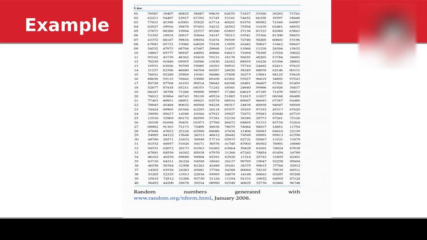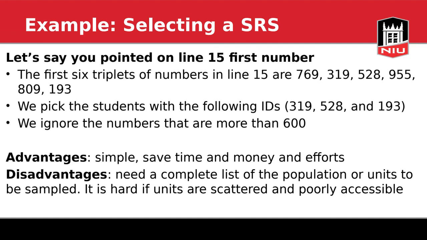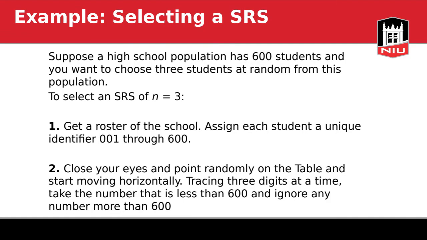So we have this example. Let's say you pointed online. Let's talk about this example. Suppose a high school population has 600 students, and you want to choose 3 students for your research. You want to talk to 3 students about their vaping. So you want to select 3 students at random from this population. To select, you need to create your sampling frame from 1 to 600, which is 001 to 600.